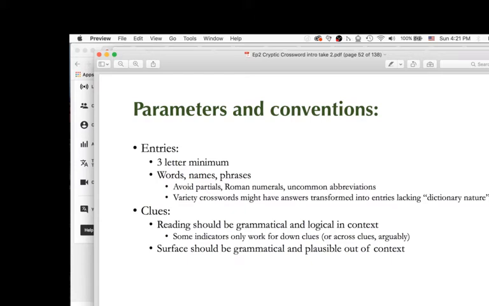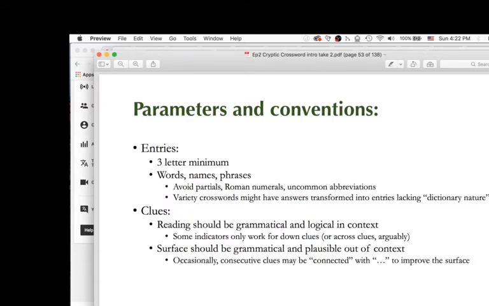The surface reading, that is, how the clue, which is not necessarily a sentence, but could be, actually appears on the page to someone who hasn't solved the clue yet, should be grammatical and plausible out of context. It doesn't need to be a true sentence, but it should at least feel like you could see it written in something that isn't a cryptic crossword. Maybe it would be a newspaper headline. You often see clues that have clipped phrasing, dropping articles and basic verbs in headline style. That is often common. Or it could be something that you might see in a science fiction novel, so it relates to things that are not true yet. But it should at least make sense.